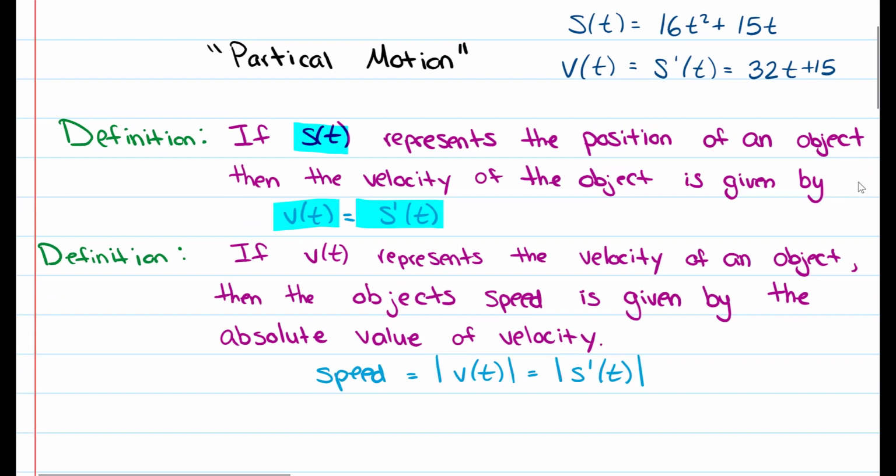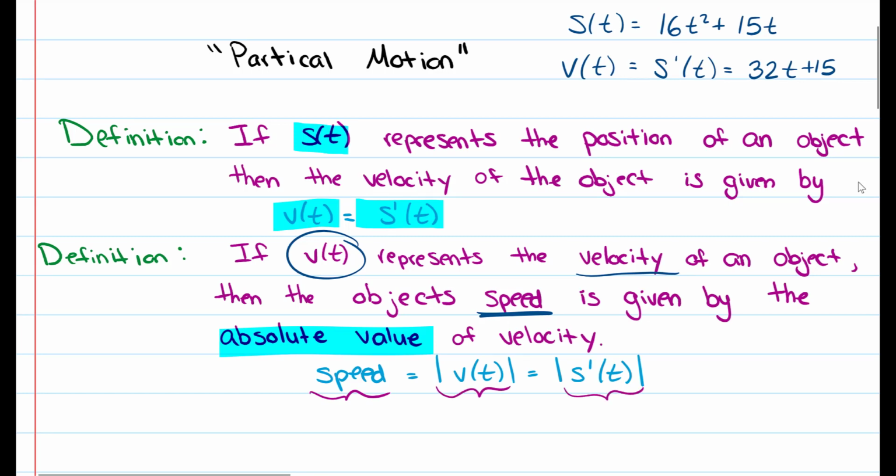If v of t represents the velocity of an object, then the object's speed is given by the absolute value of velocity. So speed is equal to the absolute value of velocity, and remember, velocity is the derivative of position. Now this gets a little confusing because S is the first letter of speed, however, S is used for position.